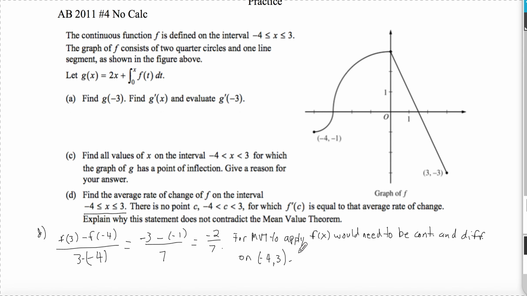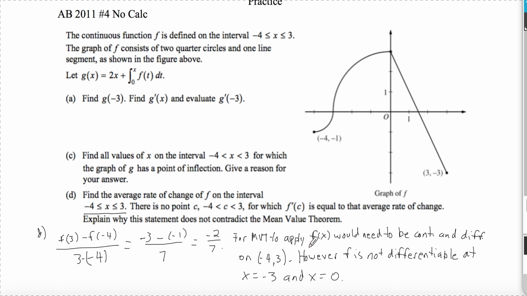But what do we have? However, f is not differentiable. One place is actually really obvious. It's definitely not differentiable when x is 0. But it's actually also not differentiable over here. We'd have a vertical tangent line over here where this one quarter circle stops and another quarter circle picks up. So we can say, however, f is not differentiable at x equals -3 and x equals 0.